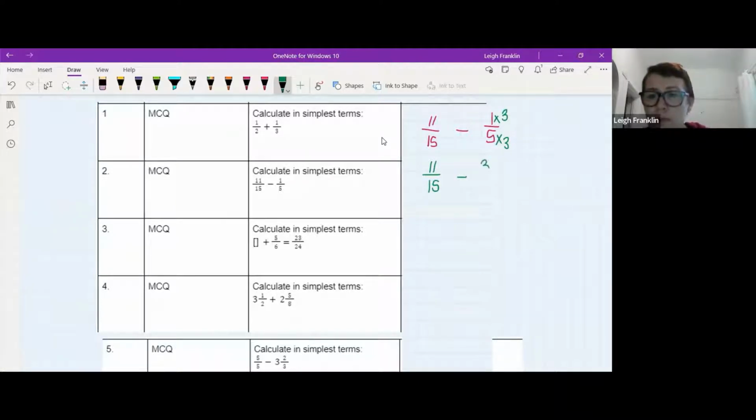So here you would be subtracting 3 out of 15. Lovely, Rolivua. And that would give you a final answer of 8 over 15. Beautiful. Lovely work as always. Well done, Rolivua. All right, then the next question.